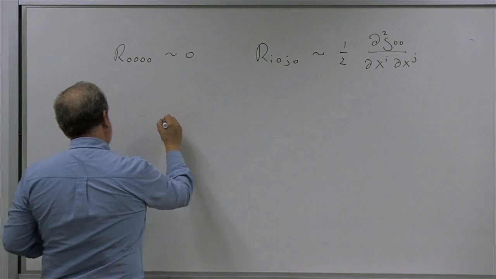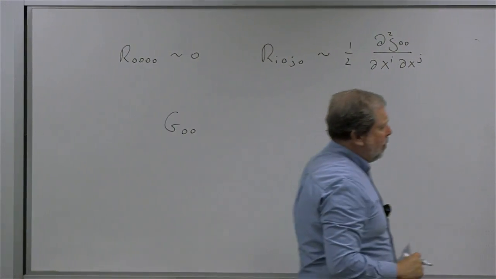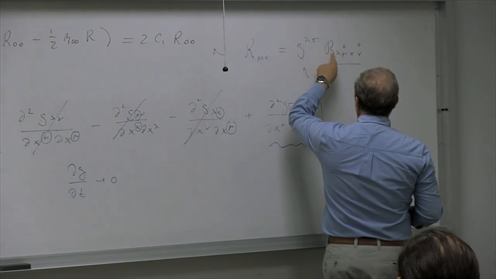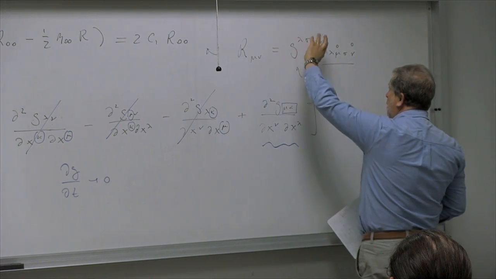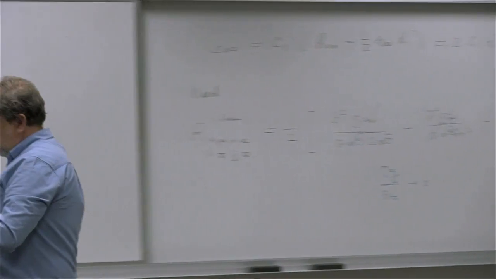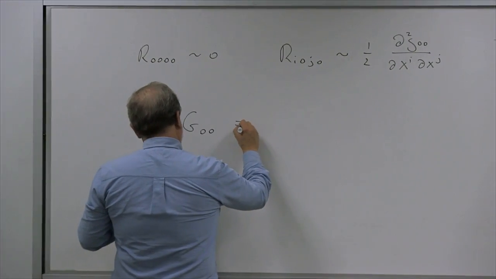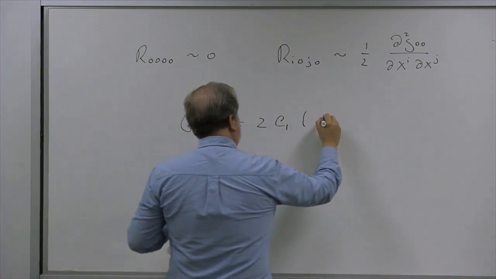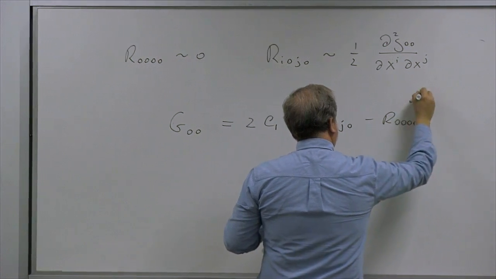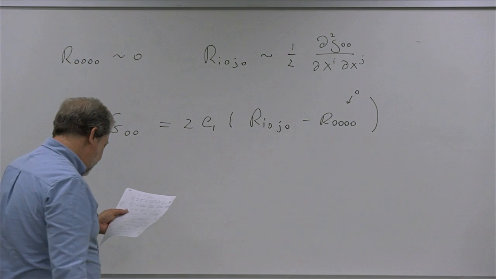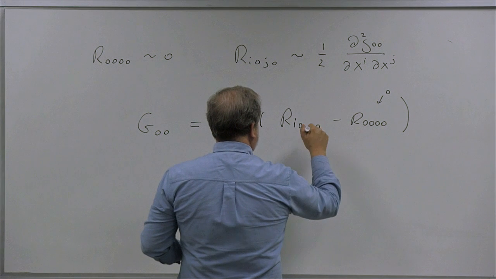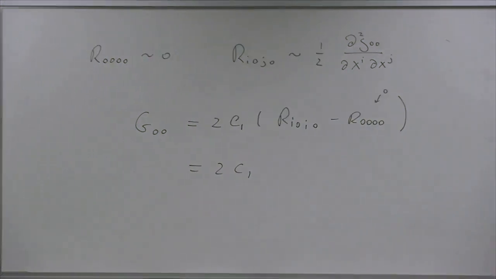So that leads us to conclude that the capital G naught naught, which is up to a constant equal to the R naught naught, where this is just a contraction of Riemann, where this is essentially a unit matrix, so it doesn't do anything. It's just this object here, which has only one leftover term, which is what we just wrote. So this is essentially equal to 2c1 times R i0 j0 minus the R naught naught naught naught, which is 0, right? And so this is equal to 2c1. Now, the other thing is that these two indices are the same, because we are doing a contraction.